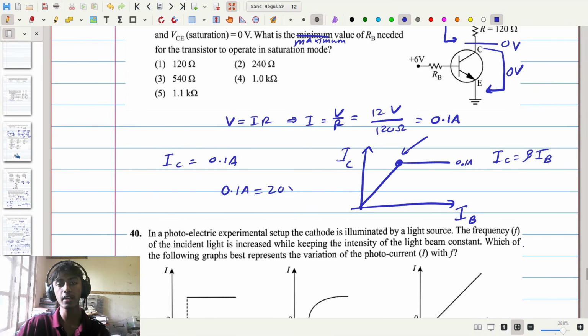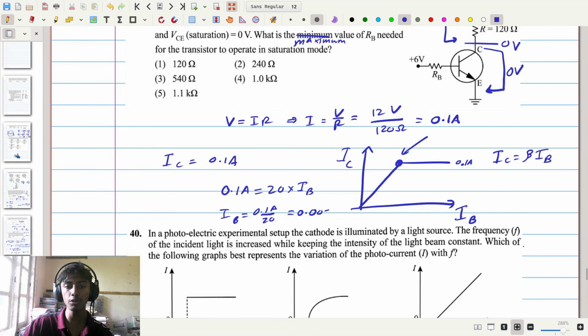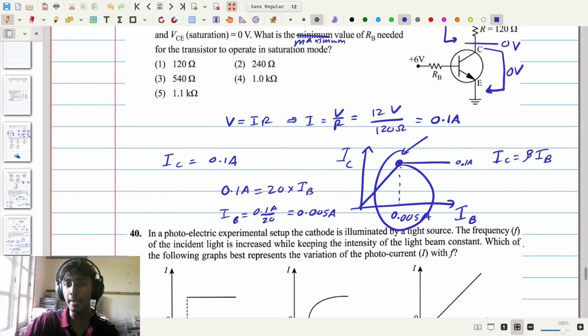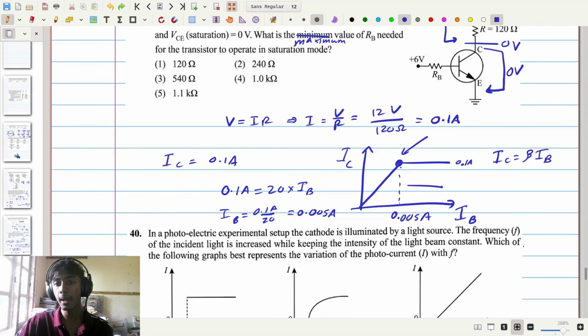or 20 times IB. Now at this point we can see if we divide both sides by 20, we get IB equals 0.1 amperes divided by 20, or 0.005 amperes. And therefore, at this point the base current here IB is equal to 0.005 amperes. Now it should be noted, this base current here is the minimum base current for which we are under saturation. For all higher base currents we are under saturation, but this current right here is the minimum current under which we are under saturation.